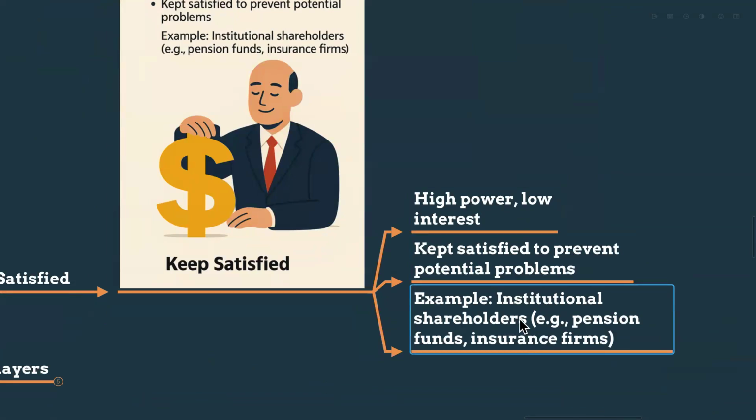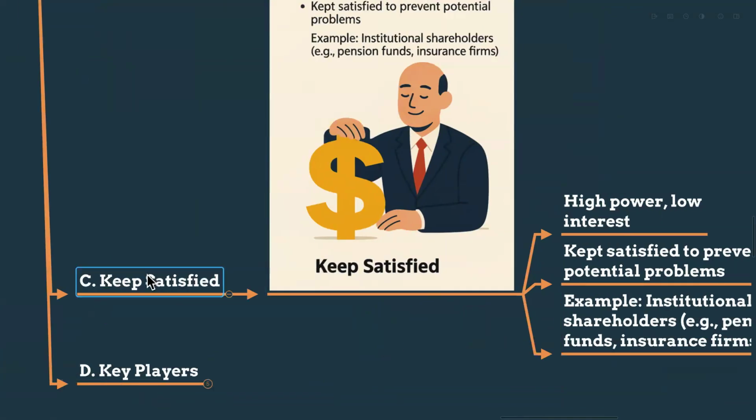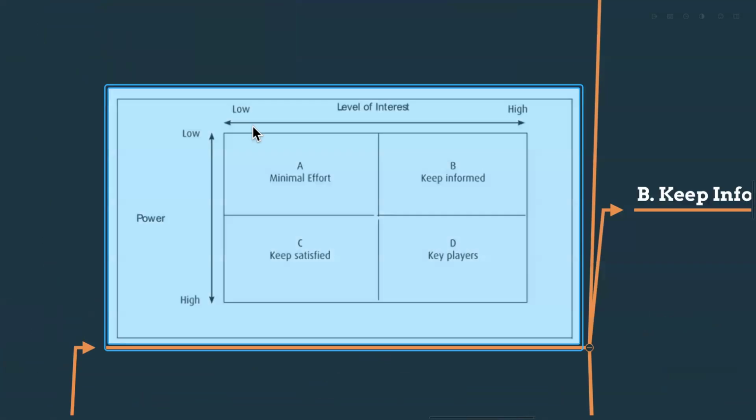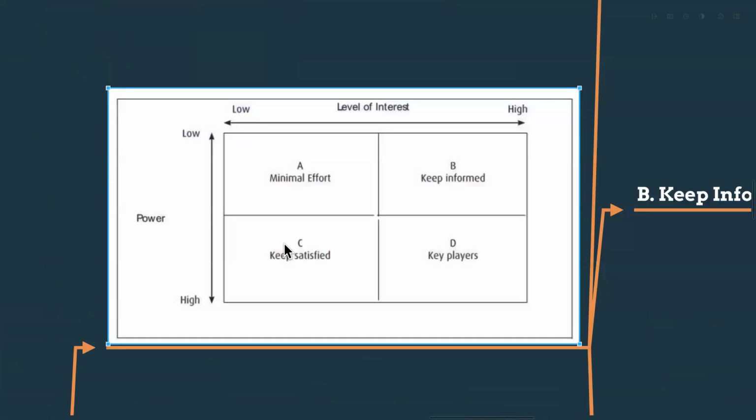Example, institutional shareholders like pension funds, insurance firms. Like, let me explain this a little bit more. In this section, my dears, this keeps satisfied. It means the lower interest people, but higher power people, like pension funds owning shares, for example, in some public companies. Usually, they don't interfere, but they could cause some problems if they're unhappy, right? Like major institutional shareholders. It means the people who are having the major shares, right? They can wind up the company within 2 3 decisions because they have the majority of shares.